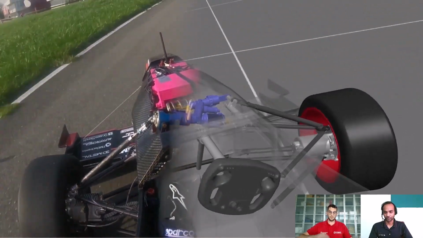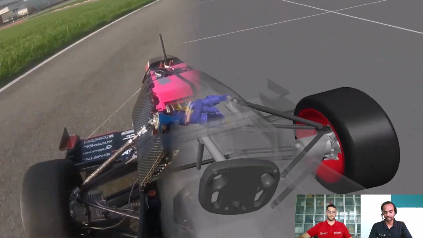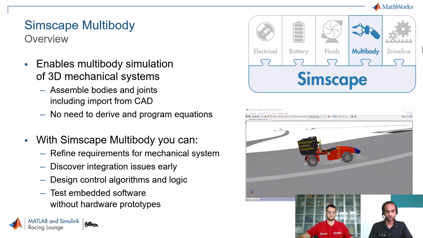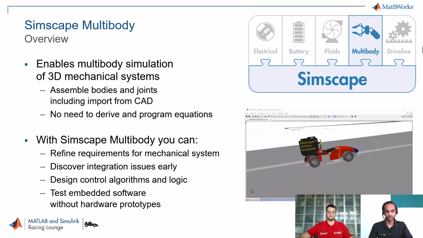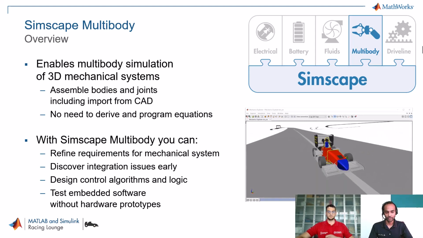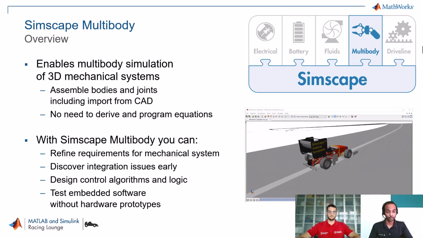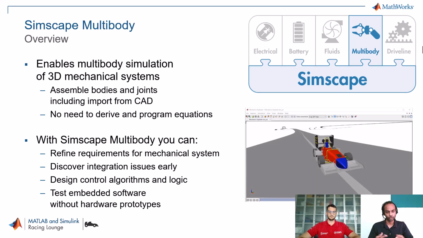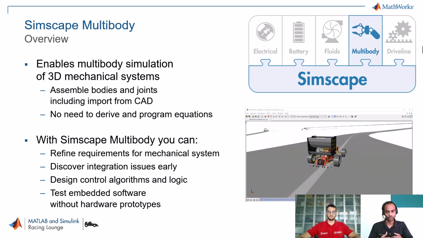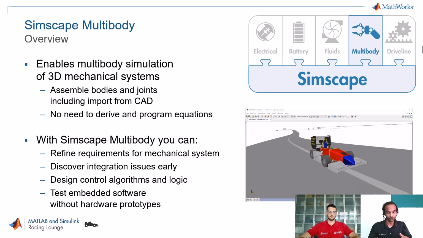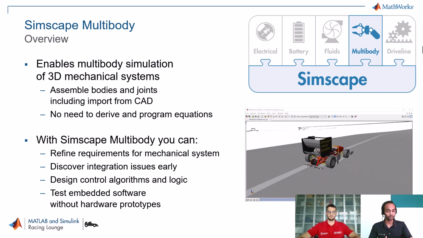Perfect, perfect. So yeah, we can see that you have extensively used Simscape Multibody. For those who are new, just to give an intro, Simscape Multibody is a part of Simscape, and with Simscape Multibody, you can enable multibody simulation of 3D mechanical systems, wherein you use different bodies and joints to assemble them, including import from CAD. And at the same time, as you can see on the slide, you don't need to derive the equations.